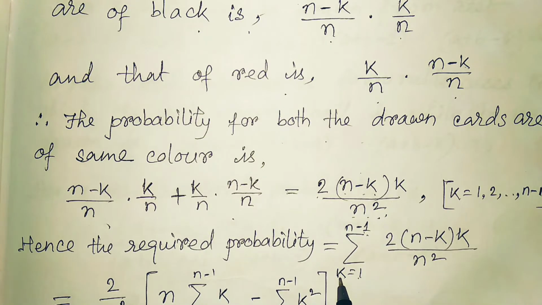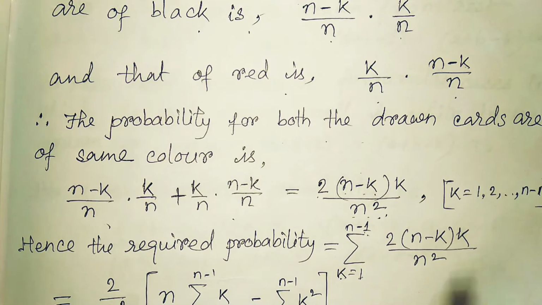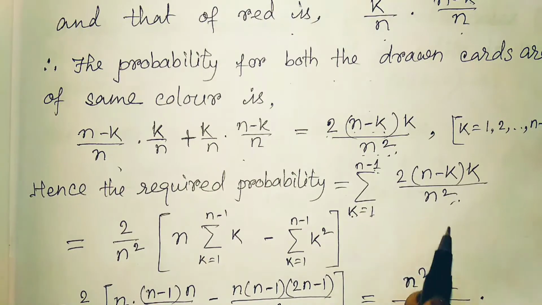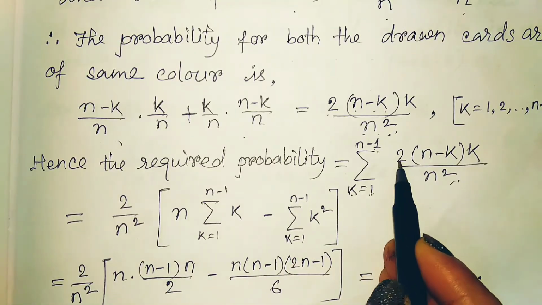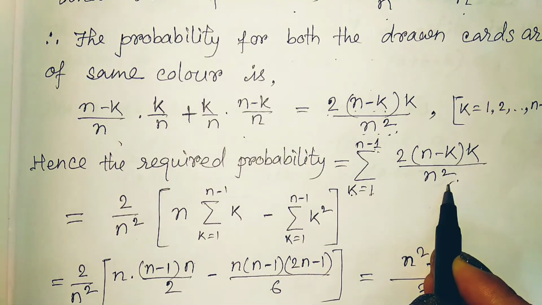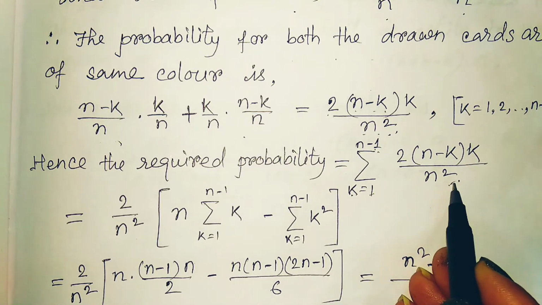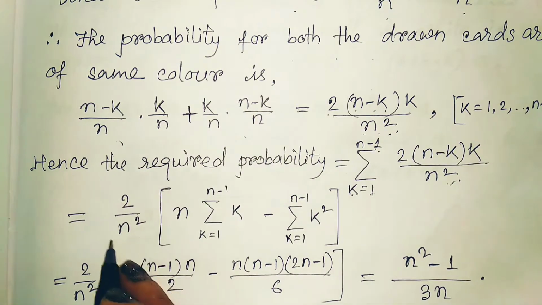That's why k, we don't know how many red cards are there, how many black cards are there. That's why depending upon the k value, it will change. So accordingly, when k is 1 to n minus 1, then if we add all those, we will find out the total probability. So if we do so, then in its summation, 2 is independent of k, n square is independent of k. So we can take both of them out. So it is 2 by n square.